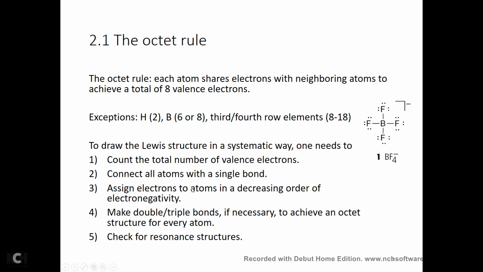And then we assign electrons to the most electronegative atoms, in decreasing order of electronegativity. So in this case, we assign electrons to fluorine first, and then boron.